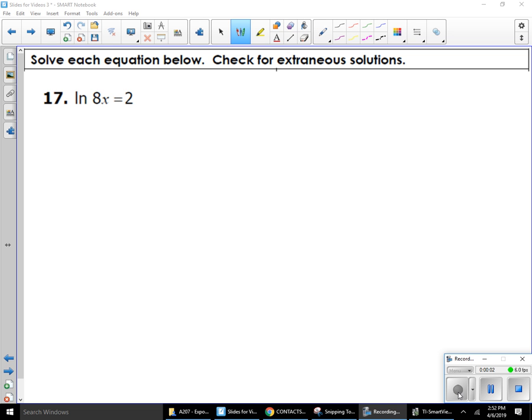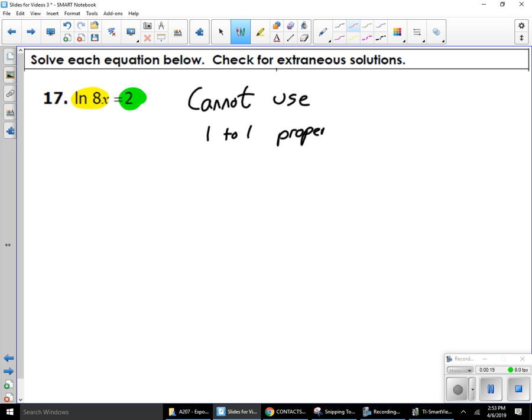So in all of our previous examples, we had a natural log equal to a natural log. In this case, we have a natural log equal to a number. So we cannot use the one-to-one property. Instead, we have to go back to the definition of a log and rewrite this thing.